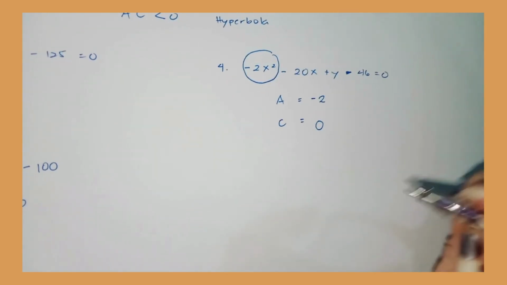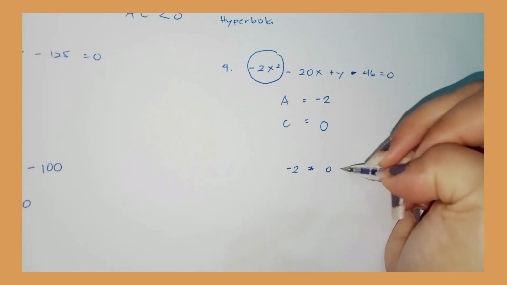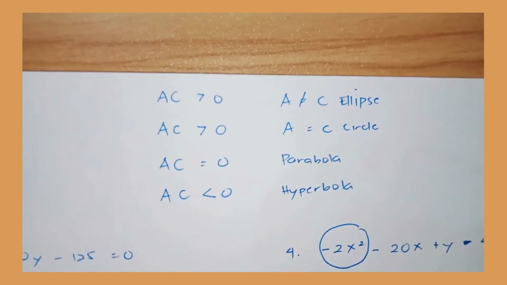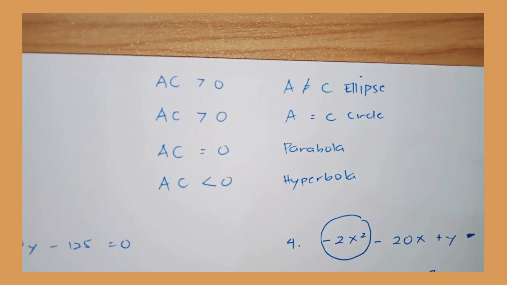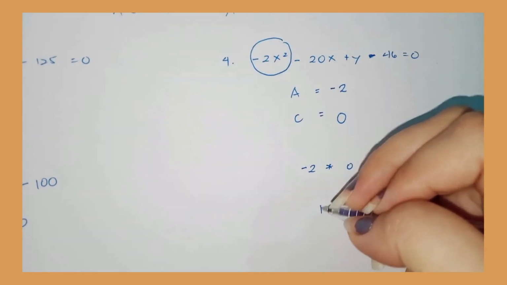Ang gagawin natin, imumultiply natin. Negative 2 multiply to 0, the answer is 0. Given this condition, alin ba dyan yung equal to 0? Ang equal to 0 ay ang parabola. So, meaning, number 4, the answer is parabola.